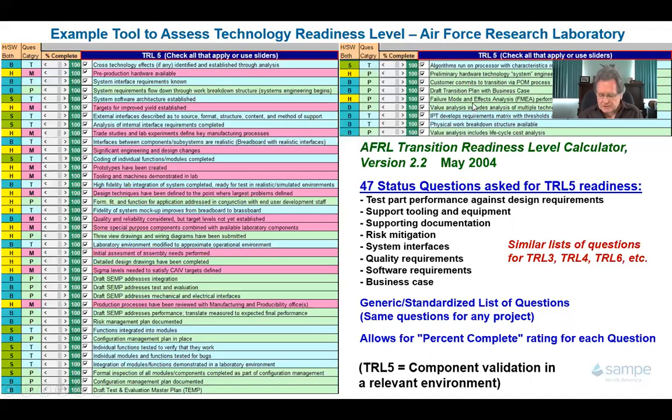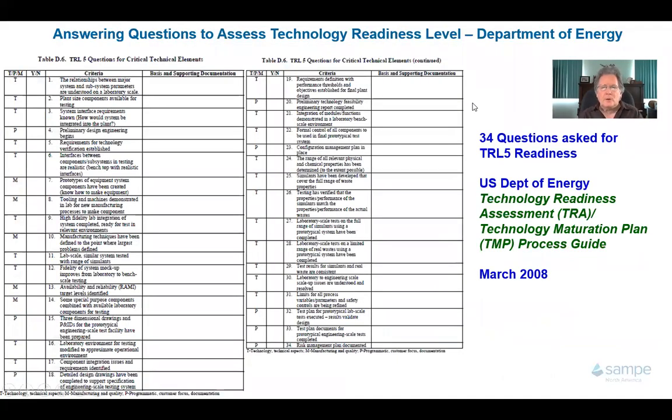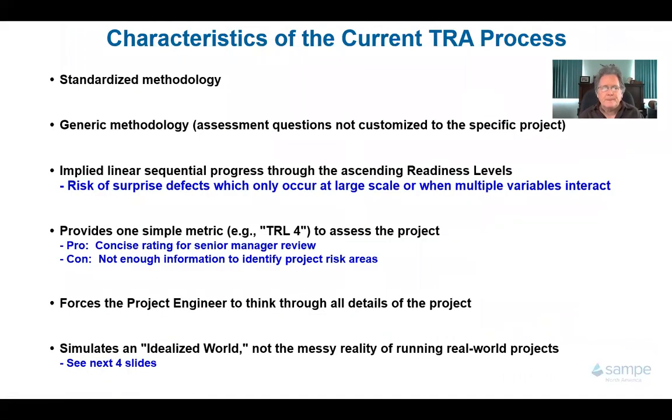of these questions. Now, other organizations probably do it a little differently. This is one example. The Department of Energy, for the same level 5, has 34 questions. They are different questions, but they're basically accomplishing the same goal of making you assess your entire project before saying you're ready to move up to level 5.